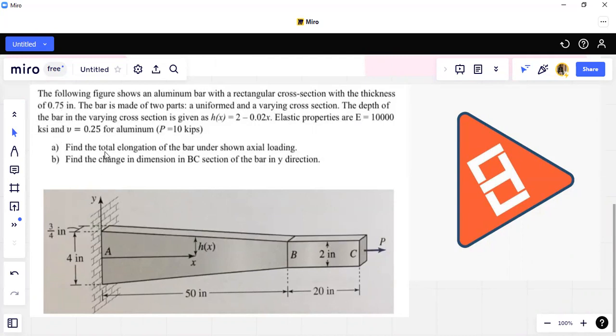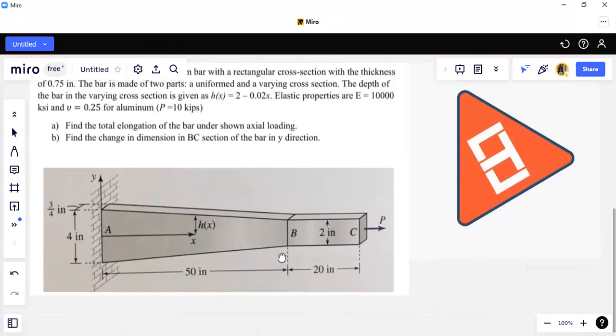Now what we have to calculate is the total elongation of the bar under the shown uniaxial loading. This is our loading, so we have to calculate the total elongation of this bar from A to B plus from B to C. Then we have to calculate the change in dimension in the BC section of the bar in the transverse direction, whatever be the elongation or compression in the BC section. Keep in mind that we have to calculate the vertical change in the BC member. Don't blindly go to calculate the horizontal BC change.